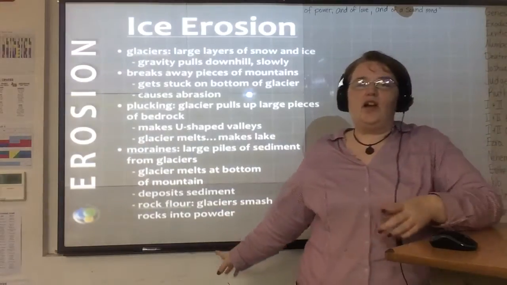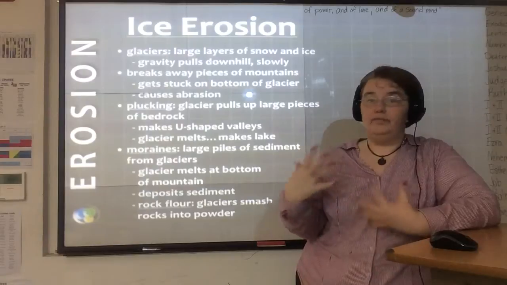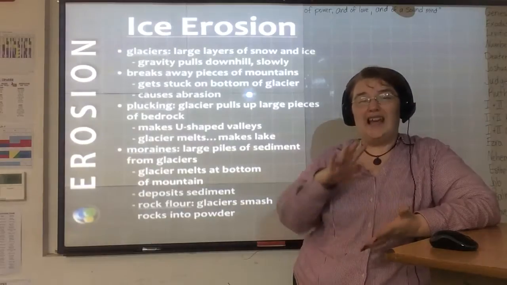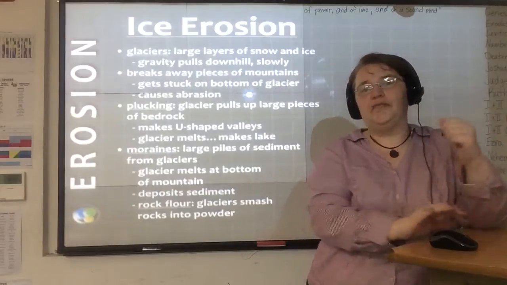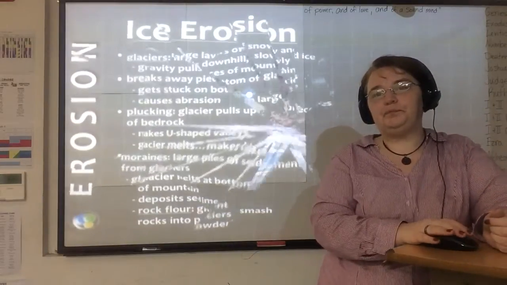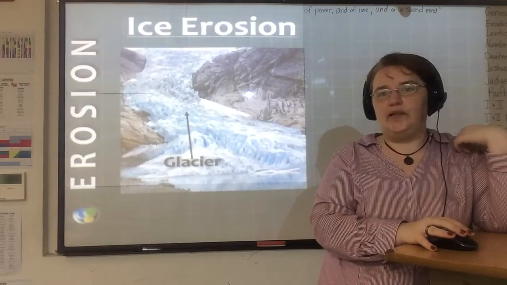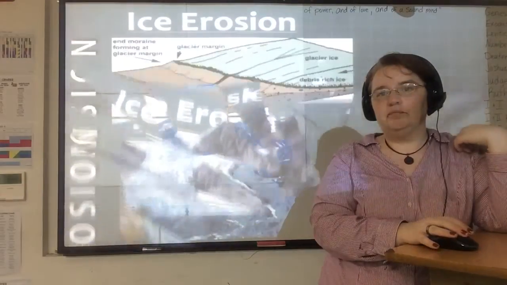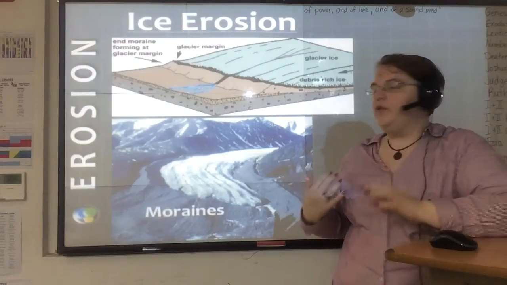Okay, the last one is called rock flour. This is when the glacier is moving over various sizes of rocks and crushing them into a powder. It feels just like powder. It's called rock flour. This is an example of a glacier moving down the mountain. And this is the example we talked about with a moraine.